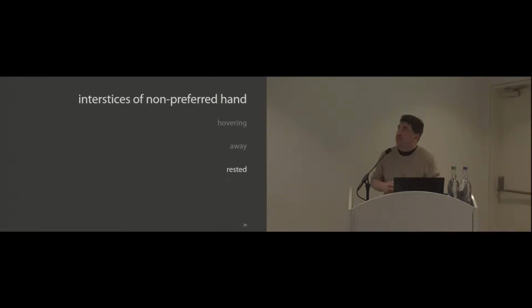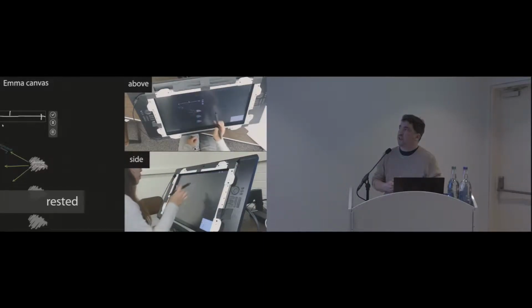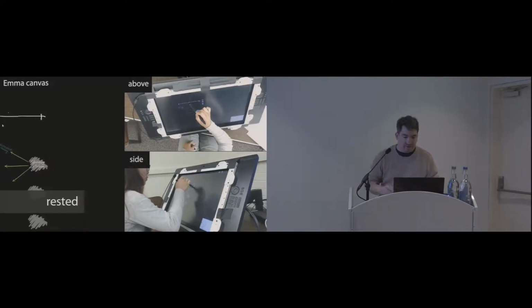And then finally, we have the rested interstice. And rested, obviously, is the case where the hand is rested on the lap or on a non-interactive object. So here the participant is doing some drawing, and she has her left hand rested on her lap. And she'll make a mark, wants to undo it, and then puts her hand back down on her lap.